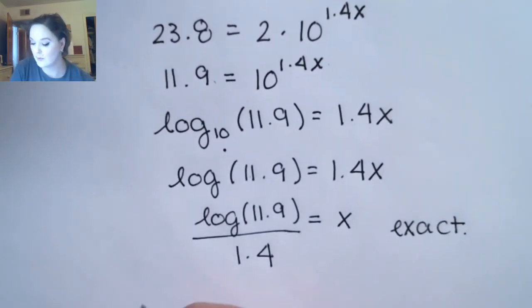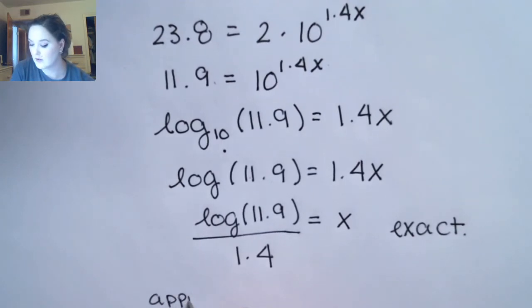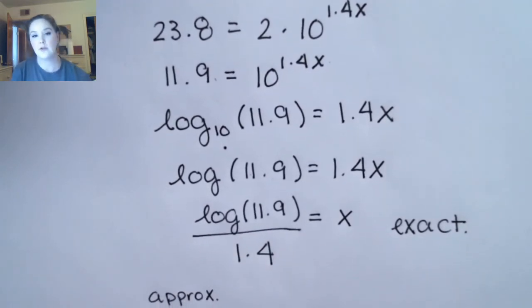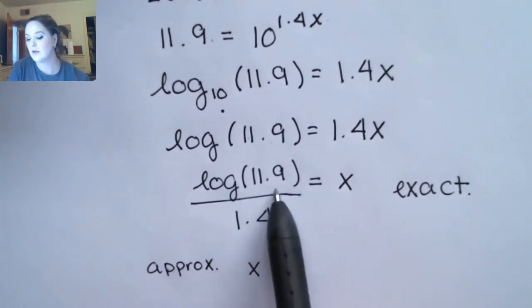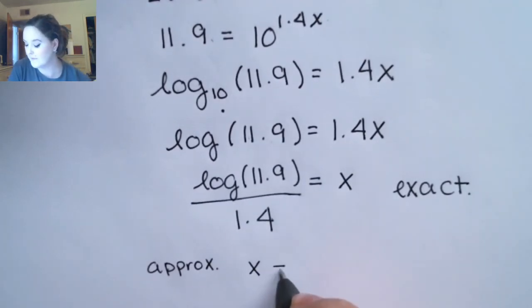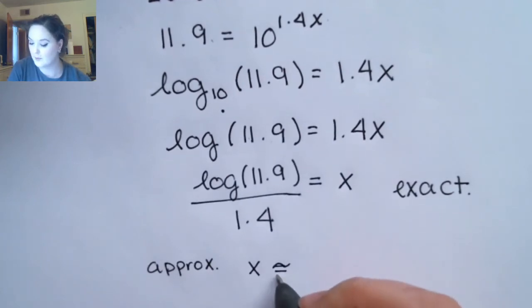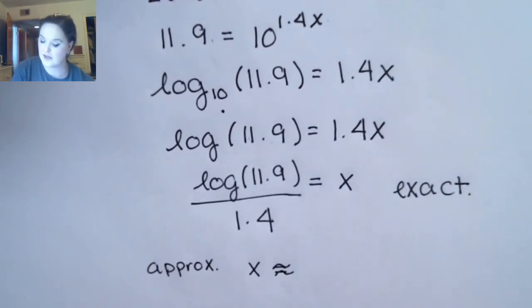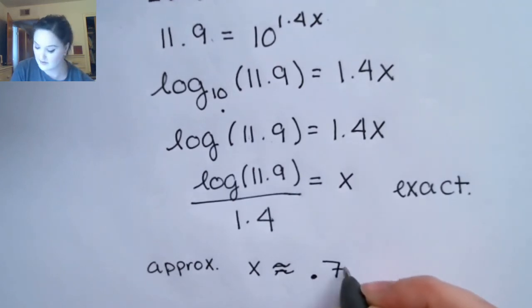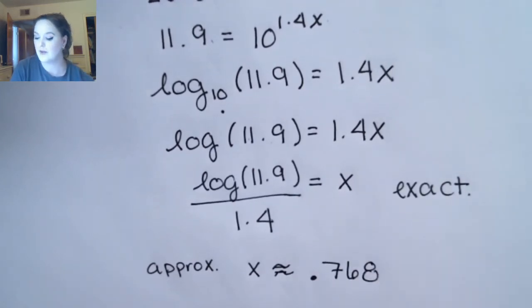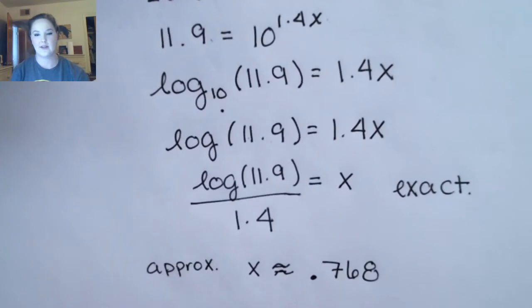Now, if you want an approximate answer, you could always pull out your calculator and plug in log of 11.9. I'm going to put wavy equal to for approximate answer, and you would get 0.768 as your approximate answer. All right, let's see another example where you need the log to solve.